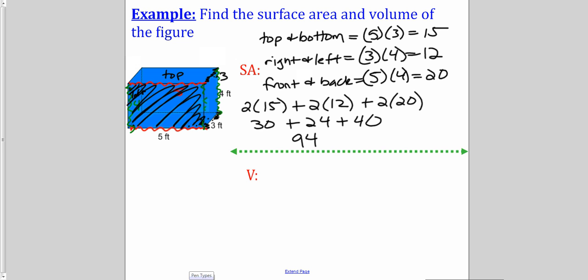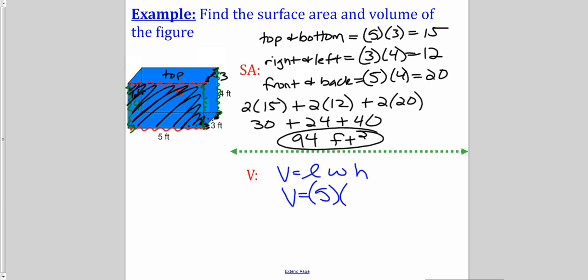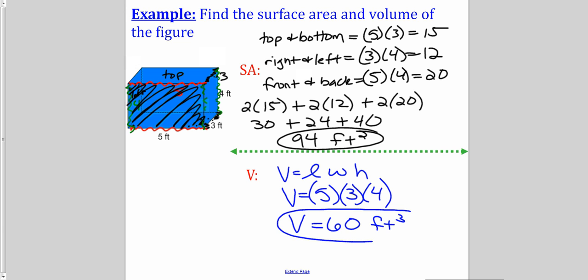And we need some units. Surface area, our units were feet, so it should be squared. Now for the volume, and again, I think this is the one that we know. Our volume is length times width times height, so we multiply all the dimensions together. So we have 5, the width is 3, and the height is 4. When we multiply that together, we get 60. And our units, again, were feet, and for volume, our units should be feet cubed.